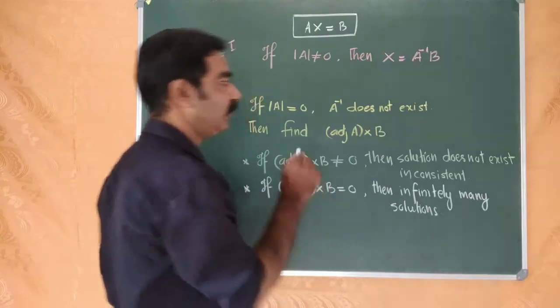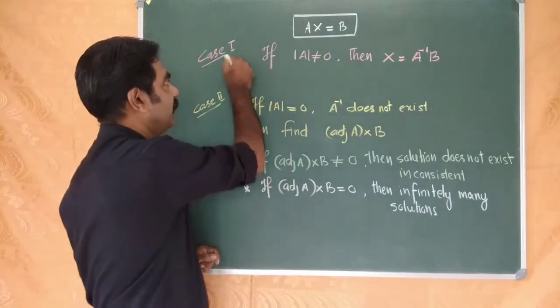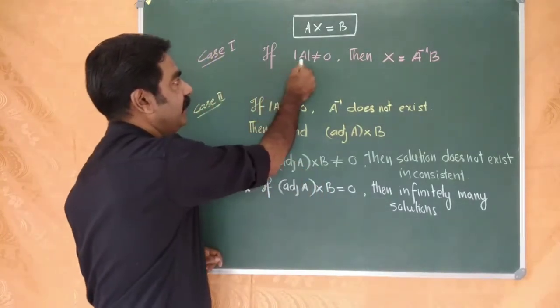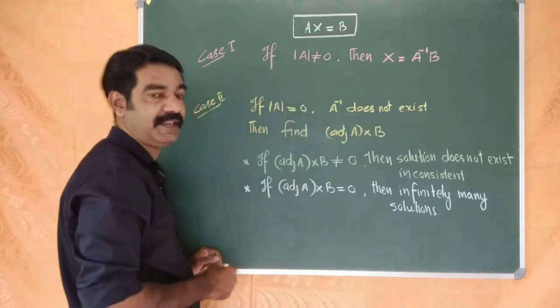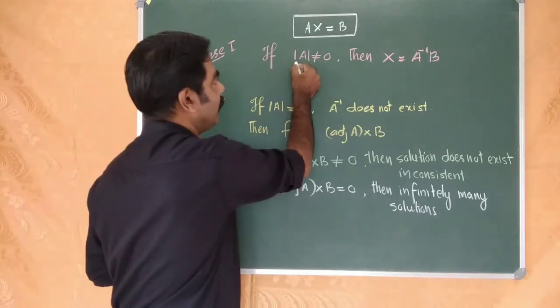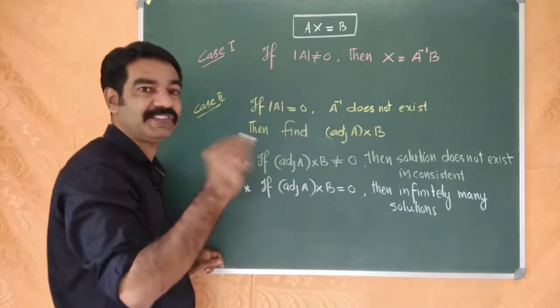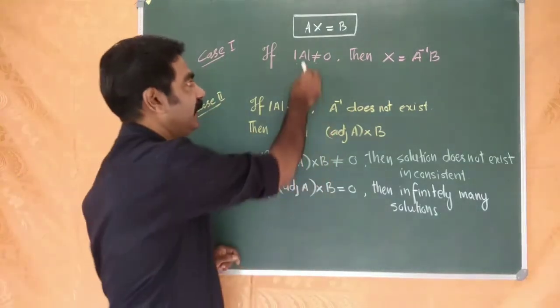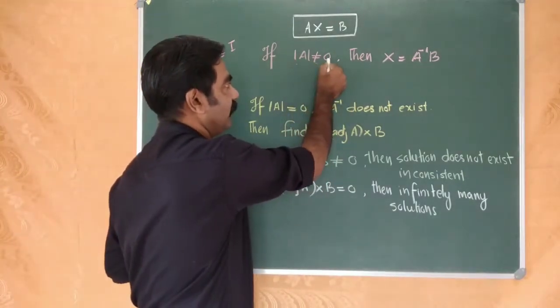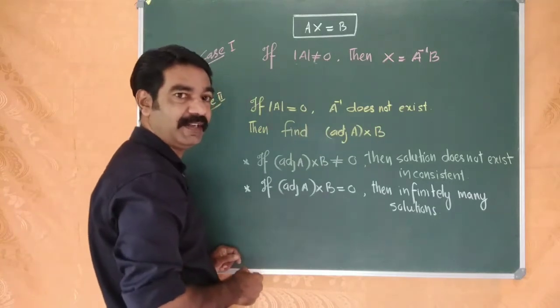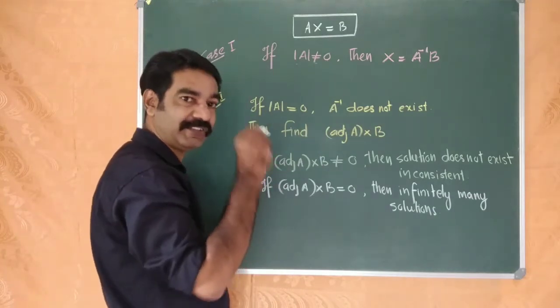Now, there are two cases that arise. What is the first case? If delta, the determinant of A, is not equal to 0, that means A inverse exists. If the determinant of the matrix A is not equal to 0, that means A inverse exists.